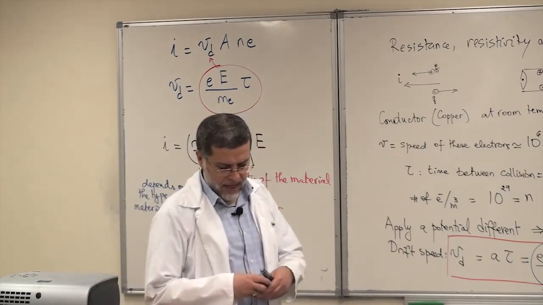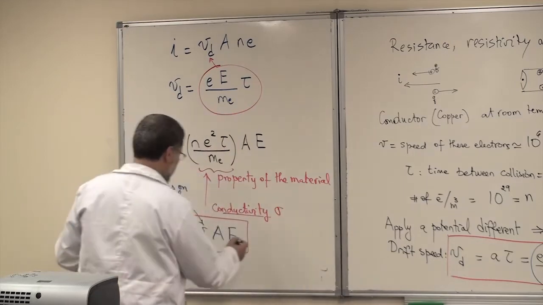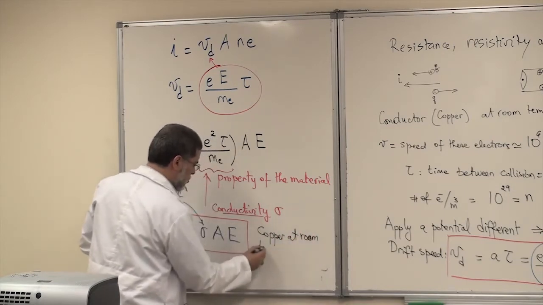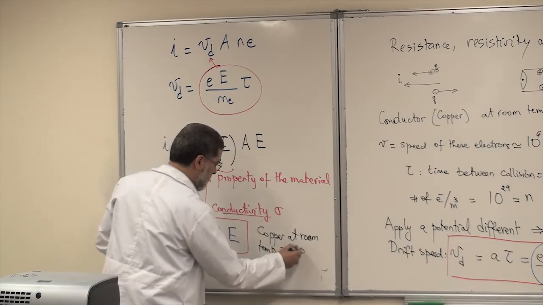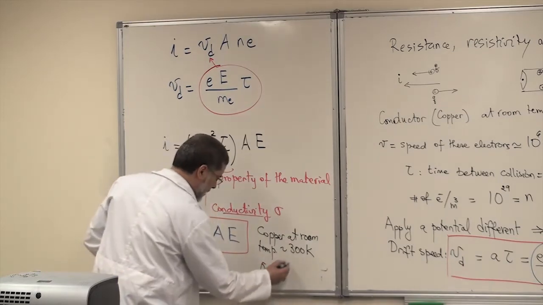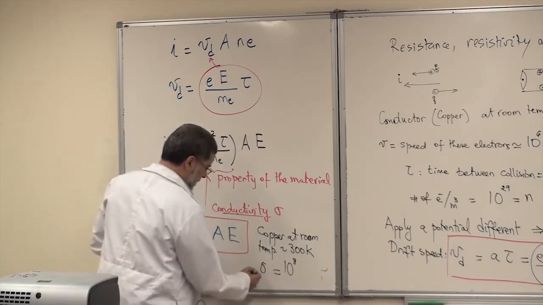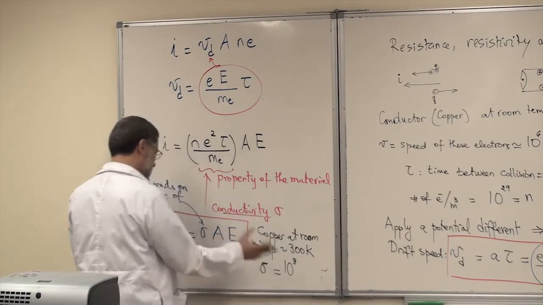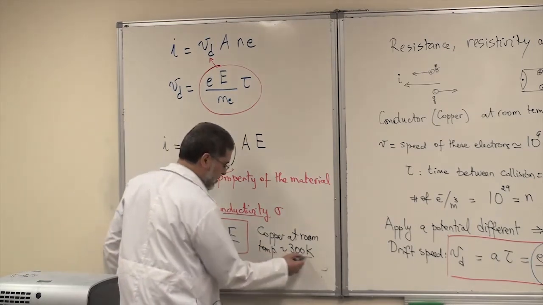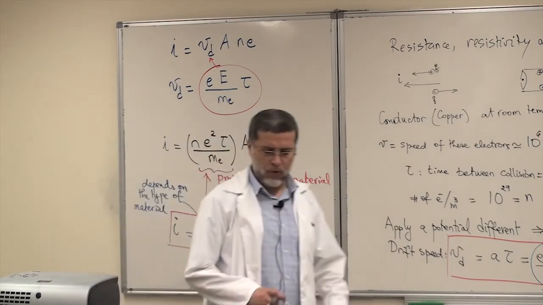Now I can give you some value of the conductivity for copper, for example. Copper at room temperature, which is around 300 Kelvin, has sigma of 10 to the power 8, with the proper units. It's a constant for the material. For copper at a fixed temperature of 300 Kelvin, sigma will be this. At a different temperature, of course, sigma will change. I will show you later how we can change sigma.